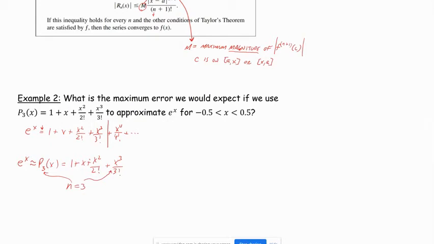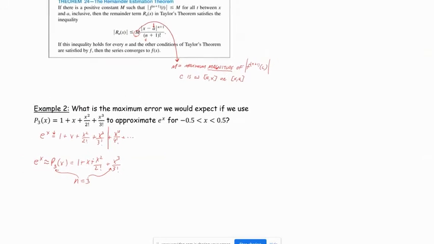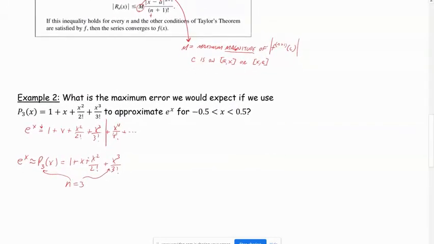Okay, and so using the remainder estimation theorem or the Lagrange error form, we see that our error is less than or equal to M times x minus 0. A is 0 because this is a Maclaurin series. Maclaurin is always a equals 0. And so since n is 3, then this is going to be the 4th power. It's one higher, according to the theorem here, n plus 1. And then in the denominator, it's going to be n plus 1 factorial, so that's going to be 4 factorial.